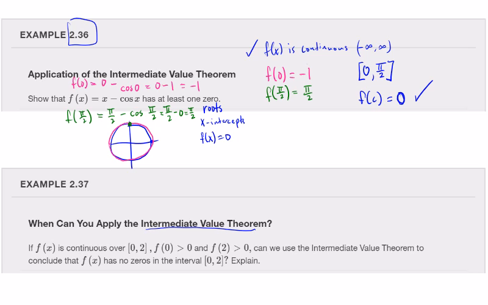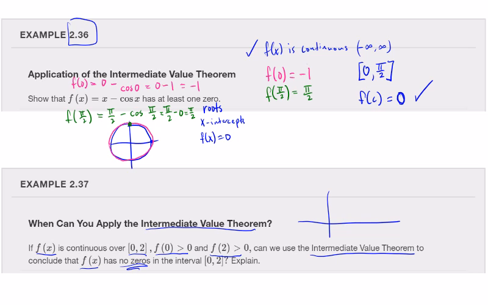Like for example, here we have a function f of x that's continuous over 0, 2. So it goes from 0 to 2 in that closed interval, and we know that f of 0 is greater than 0 and f of 2 is greater than 0. So can we use the intermediate value theorem, IVT, to conclude that f of x has no zeros on the interval 0 to 2? So let's just plot this out to some extent.